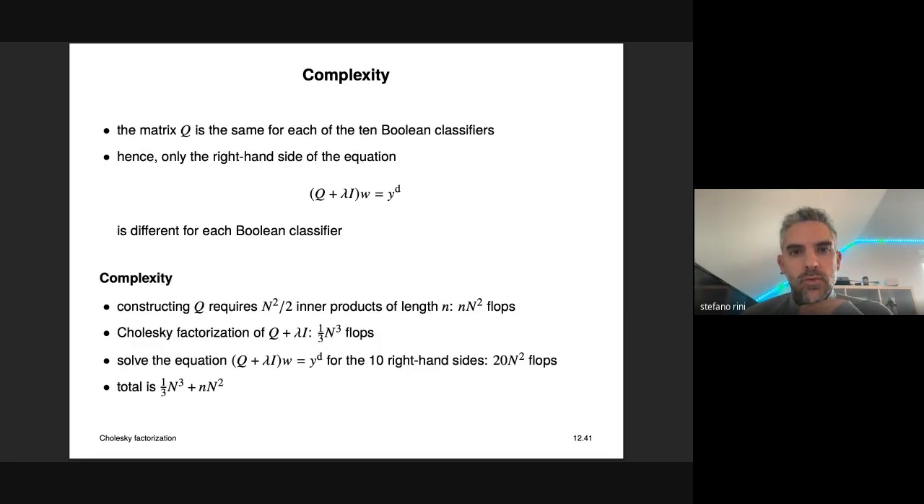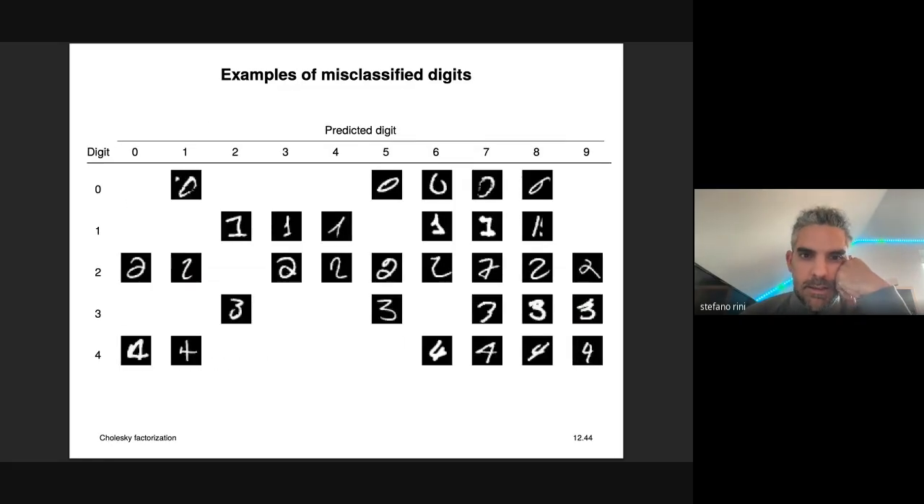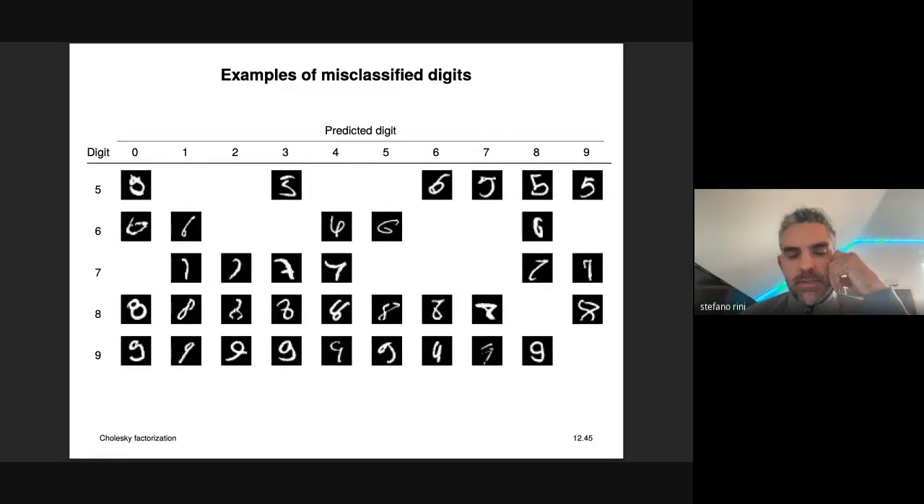I'd rather move to something else. So just remember that this material is in the slides. Okay. So of course, this is the application of a kernel method to the MNIST digit recognition.